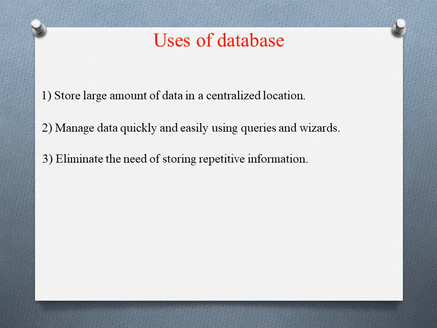Then, eliminate the need of storing repetitive information. The database eliminates repetitive data. It means that if the database finds any same data, it deletes it without informing us or confirming with us. Suppose we enter one student's information two times, then the database validates it and deletes the duplicate automatically. It doesn't confirm with us how or why to delete it, or whether to delete it or not.